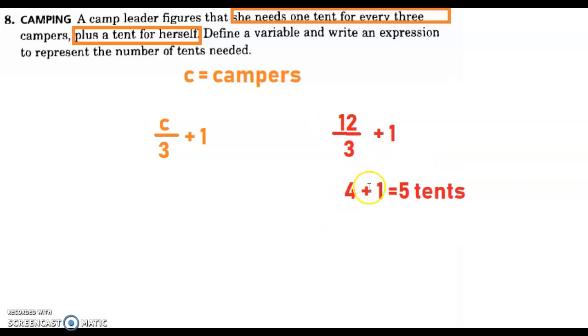That's kind of how you solve it. Like if you fill in the numbers and like, okay, that makes sense. And that does make sense, right? That means for every... so if I have 12 campers, I'm going to need 4 tents, or 4 times 3 equals 12. And then I need to add that one extra tent for herself, the camp leader.